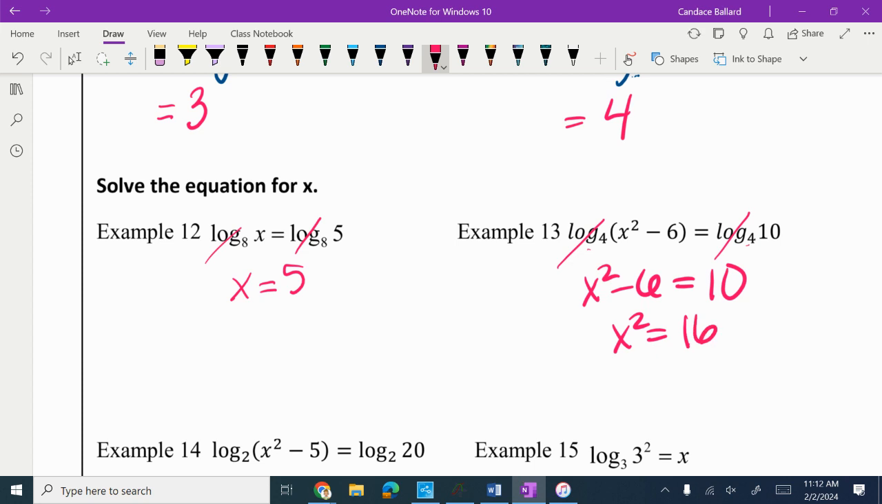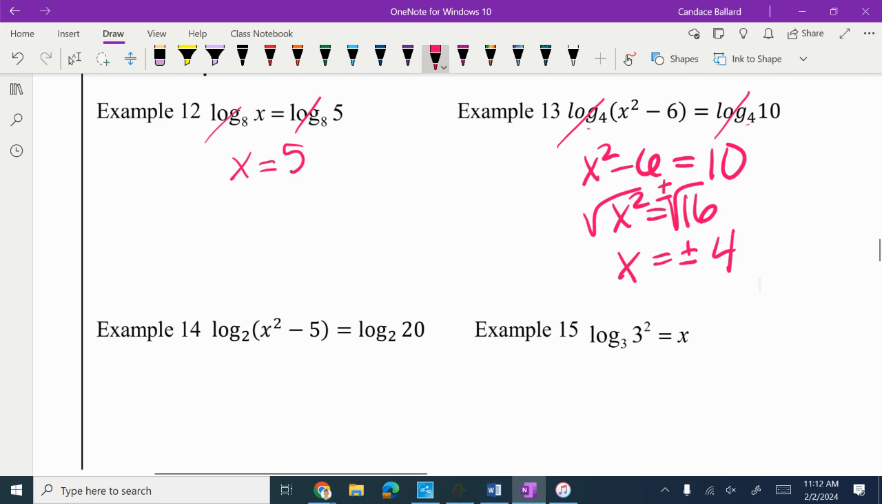All right, how do we undo the square? Square root. What do we write in front when we take a square root? Plus or minus. So x equals plus or minus, what's the square root of 16? 4. Okay. Before I do any more, I want you to try example 14. It's identical to 13. I just changed the numbers.